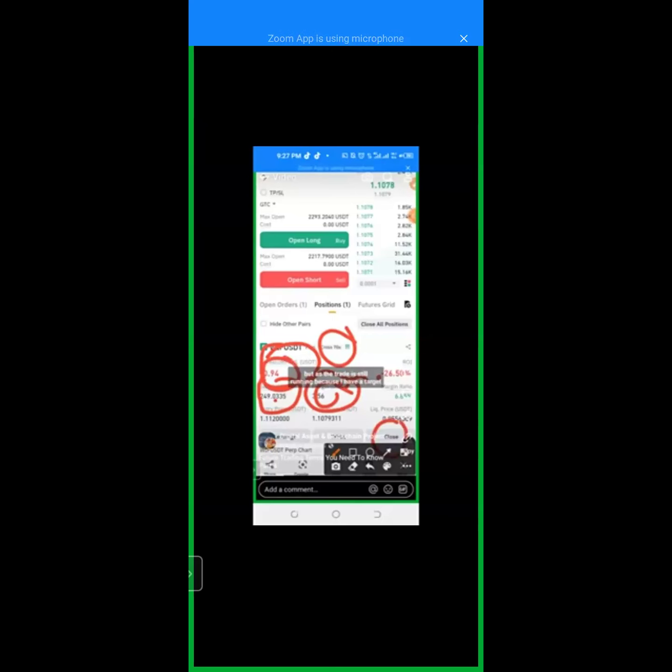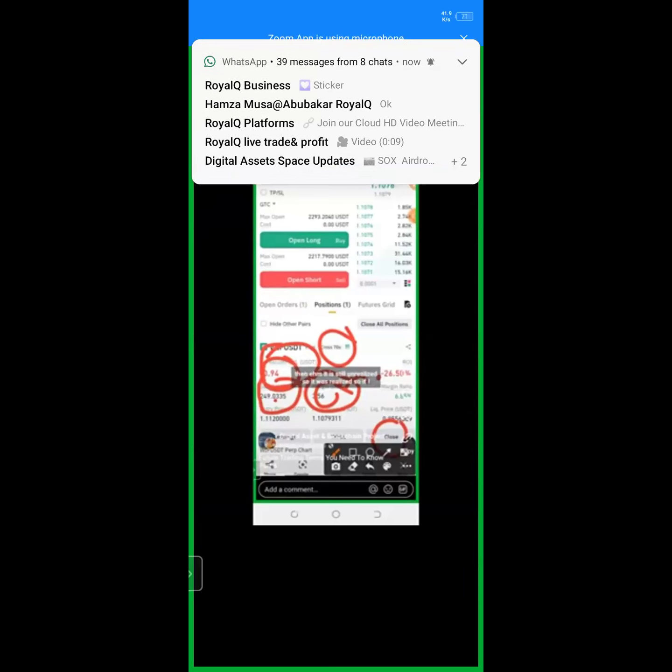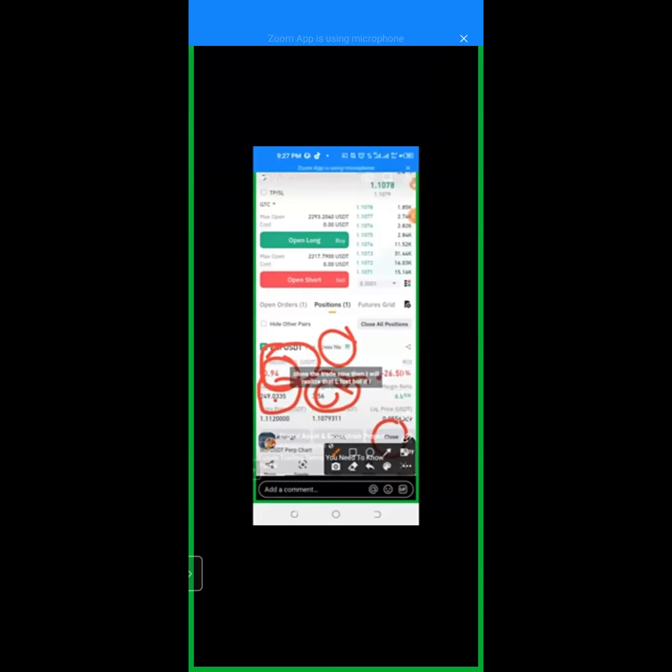But as the trade is still running, because I have a target, it is still unrealized. So if I close the trade now, then I will realize that loss. But if I close the trade in green, if this one is plus 26.5, green not red, it will be $0.95. When the trade closes at the trigger price I told the exchange, then I'll be able to realize this profit. So that is unrealized P and L. I want to explain about that.